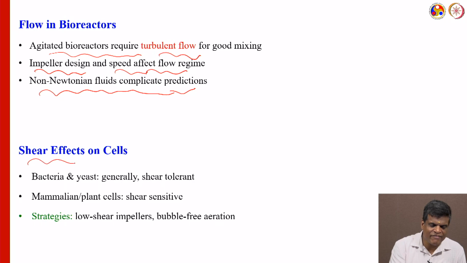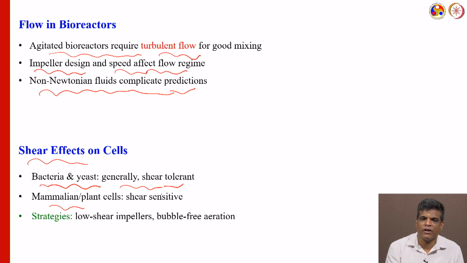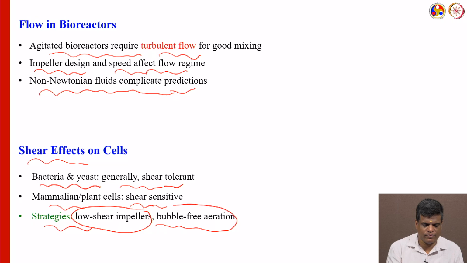What is the shear effect on cells? Normally, bacteria and yeast are generally shear tolerant, but mammalian and plant cells are very shear sensitive. So what strategy do we have to follow here? We have to maintain low shear impellers, then bubble-free aeration.